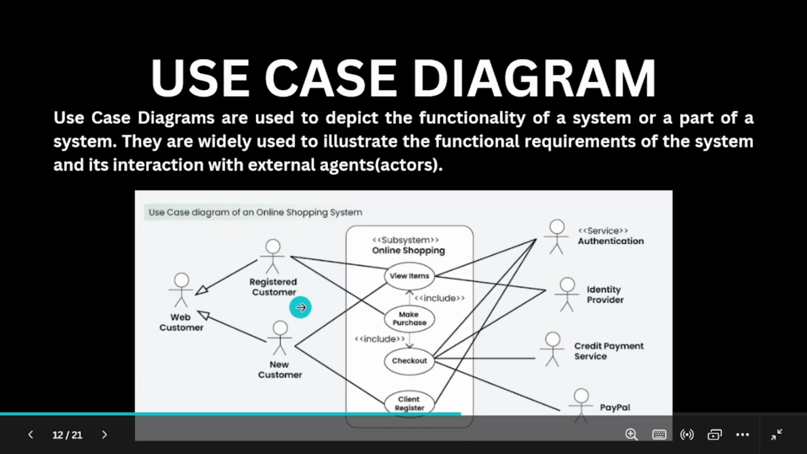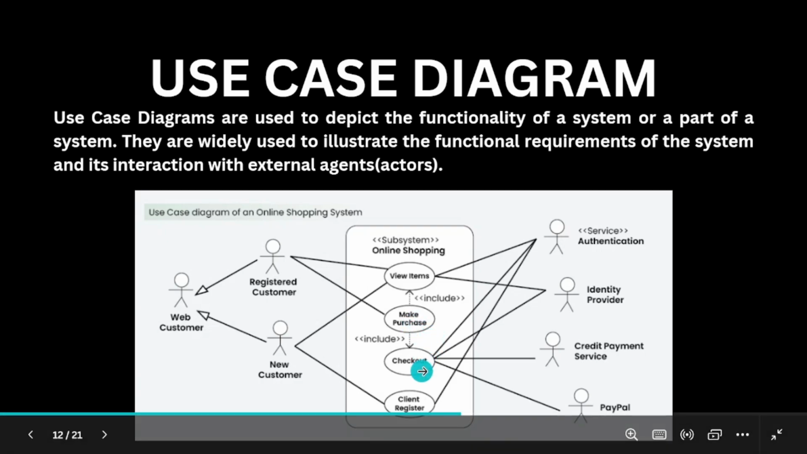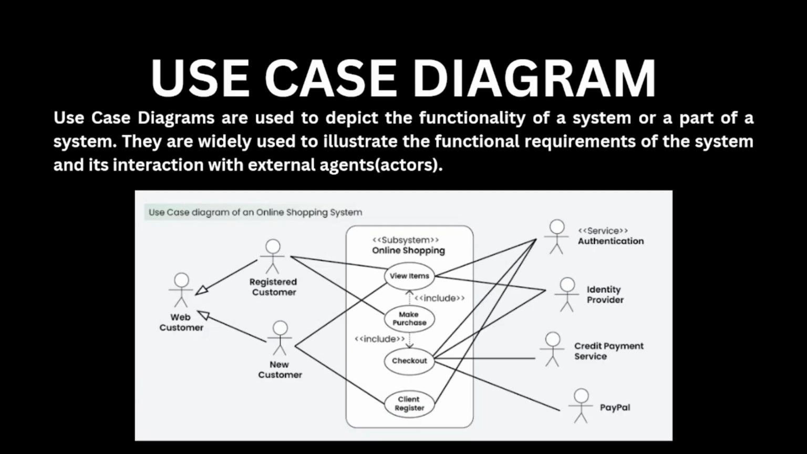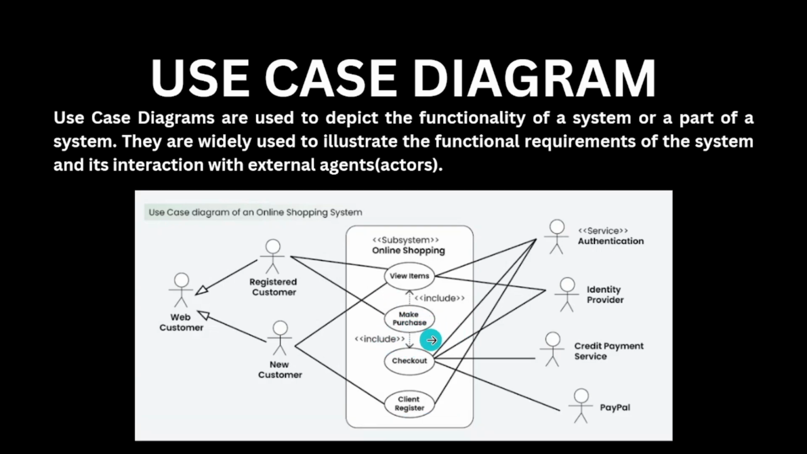And ito yung mga use case. Ito yung view items, para makita yung mga binibenta sa online shopping platform. Then make purchase, ito yung para mabili yung mga products. Then check out, ito yung process sa paglalagay ng order at payment. Ito yung binabahagi ng include relationship. Ibig sabihin, kasama ang proseso ng checkout sa pagbili.